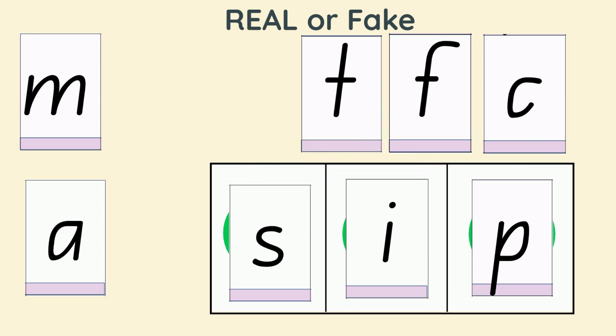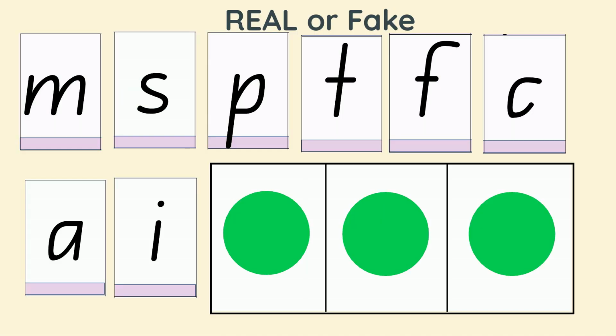Now let's sound that out. S, I, P. Now blend it together. Sip. Sip is a real word. I can sip my drink. So I will need to write it on the real side of my paper. This is the side where we write real words. So I will add sip to the real word side.